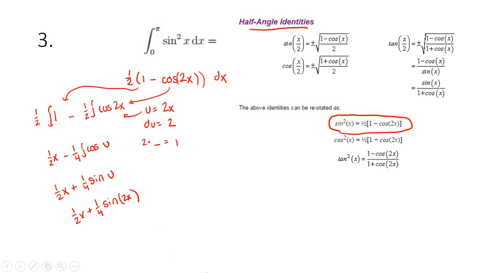Okay, be very careful. Make sure you keep using parentheses for the 2x. Okay, now we're ready to plug in our pi into both. So we're going to have 1/2 pi plus 1/4 sine of 2 pi. And then we're going to subtract the answer of 1/2 times 0, which is just 0, plus 1/4 sine of 0.